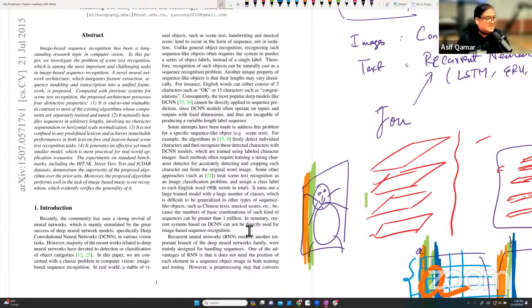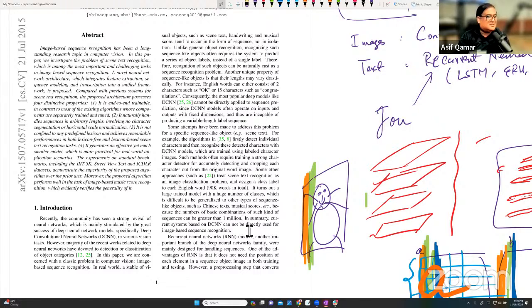Compared with previous systems for scene text recognition, the proposed architecture possesses 4 distinctive properties. It is end-to-end trainable. Do we see why? There is no break in continuity. The signal is propagated forward. Each stage remains differentiable. And because it is a differentiable thing, you can back propagate the gradients. And so you can do a continuous learning all the way. It is end-to-end trainable in contrast to most of the existing algorithms whose components are separately trained and tuned.